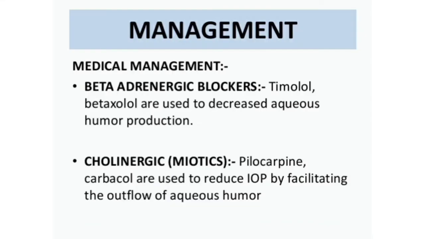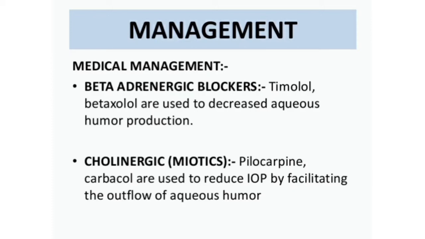There is medical management also. We can give medicines or eye drops. Number one is beta adrenergic blocker. A beta adrenergic blocker will block the beta adrenergic receptor, and this will decrease the aqueous humor production. Examples are timolol and betaxolol. Timolol and betaxolol are examples of beta blockers.